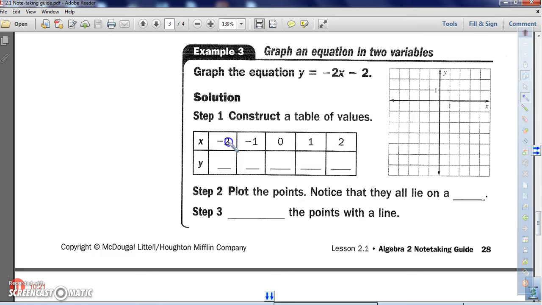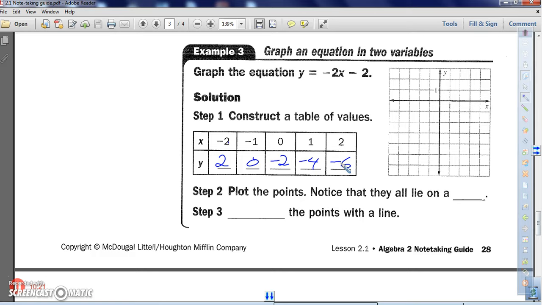So let's start with -2. I'm going to put -2 in over here for x. So -2 times -2 is 4. And then when I take away 2, I get +2 for y. Then we're going to do -1. -1 times -2 is +2. And then when you minus 2 from that, you get 0. Plug in 0 for x. -2 times 0 is 0. Minus 2 is -2. Put in 1 for x. You're going to get -2 minus 2, that's -4. Put in 2 for x. -2 times 2 is -4. And then when you minus 2, you get -6. So those are the ordered pairs for my table.